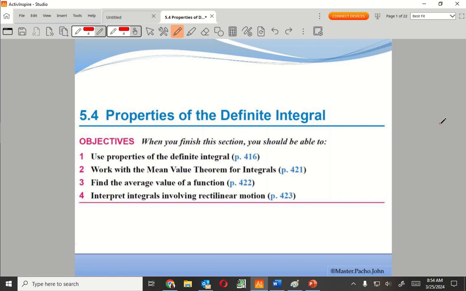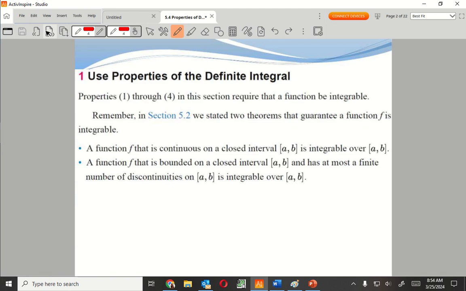All right, so properties of the definite integral. On this one right here, it's a lot of stuff that we've actually already done, but now we're going to apply it in a different manner. Properties 1 through 4 in this section require the function to be integrable. So that means I must be able to take an integration of that.